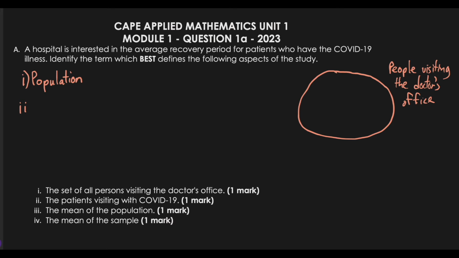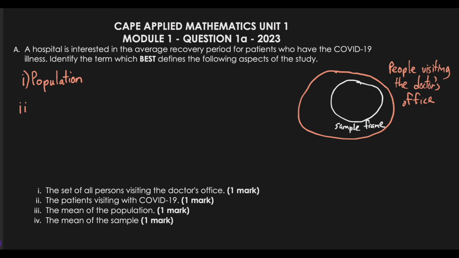Number two, patients visiting with COVID-19. So when you look at a patient visiting with COVID-19, that is like a smaller scope that you want to focus on. So that would be what we would call a sample frame. We have a list of potential people that we would use. Say we have this potential list of patients with COVID-19. We want to take some people from there and do the study.